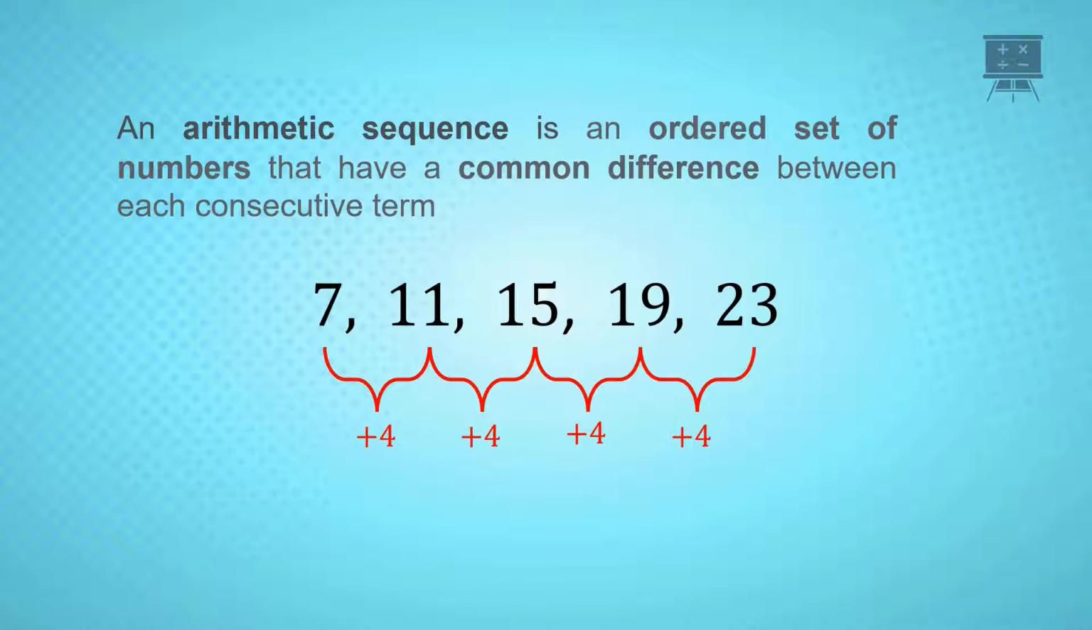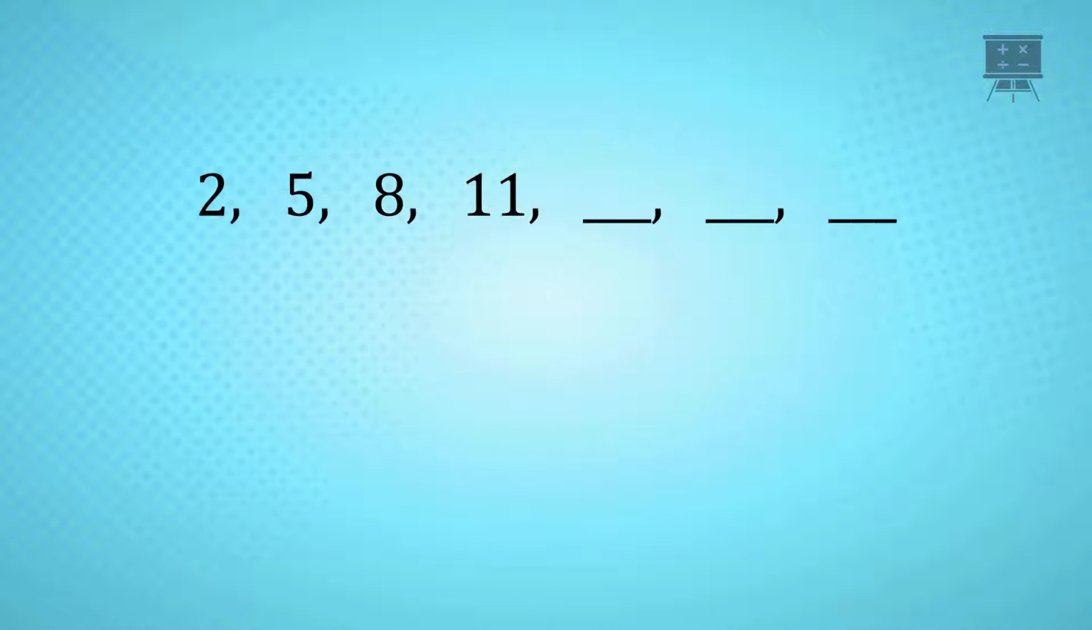A sequence in which every term is created by adding or subtracting a common number to the preceding number is called an arithmetic sequence. Consider this new example. Find the next 3 numbers. You can pause the video to find a pattern.